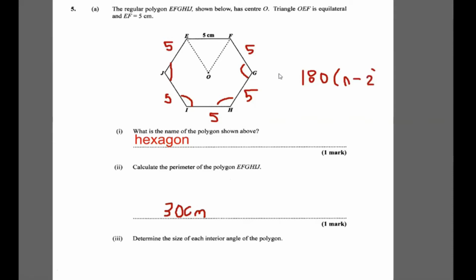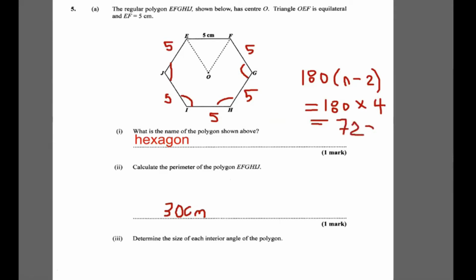This gives us the sum of interior angles. In this case where n is 6, the sum of the interior angles is equal to 180 times (6 minus 2), which is 180 times 4. And 180 times 4 is 720. So the sum of the interior angles is 720.